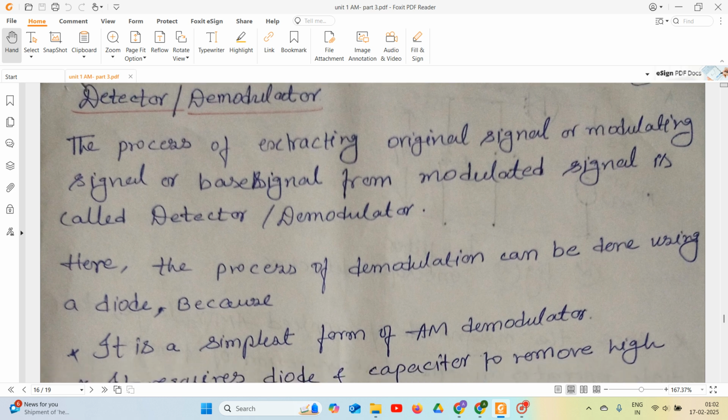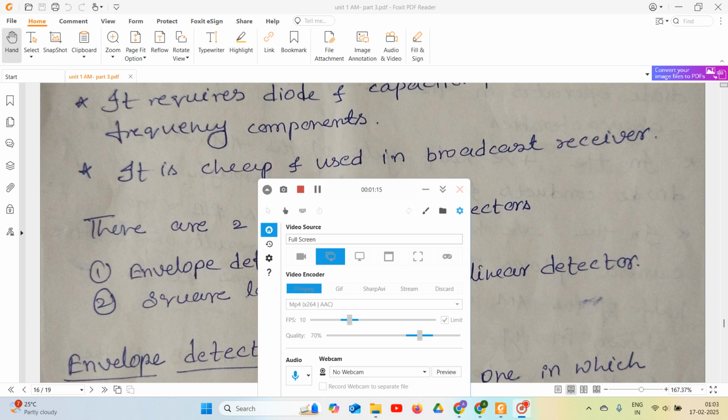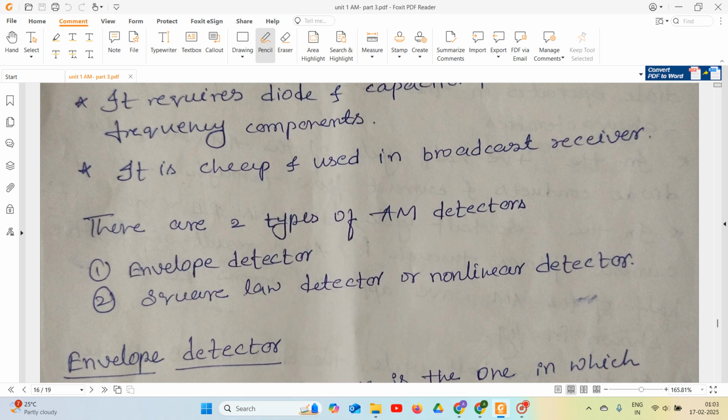Here we are using the envelope detector, that is a diode based detector. Usually we have two types of AM detector: envelope detector and square law detector. The envelope detector is very simple when compared to the square law detector. So here we are discussing the diode based envelope detector.